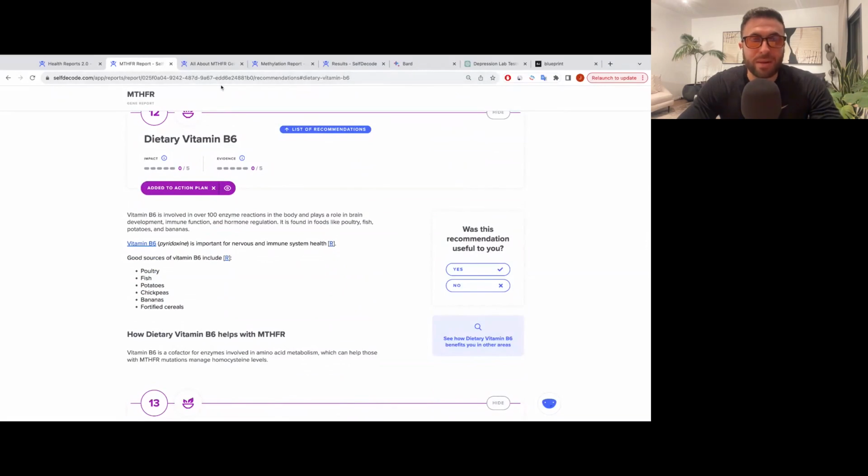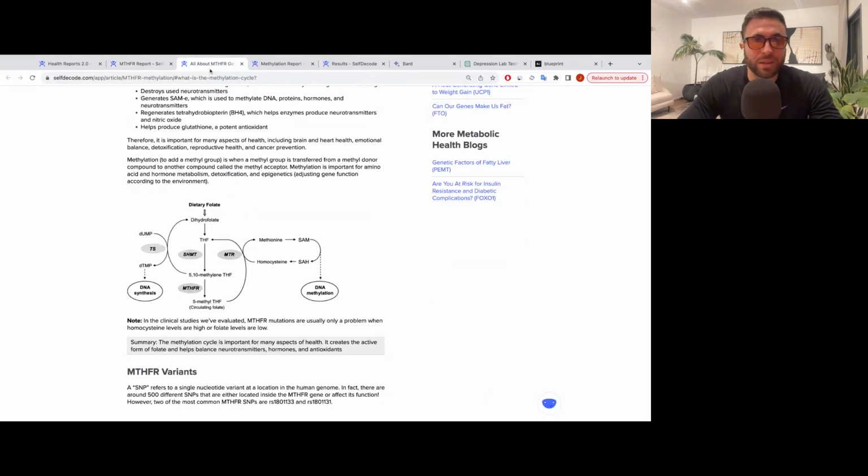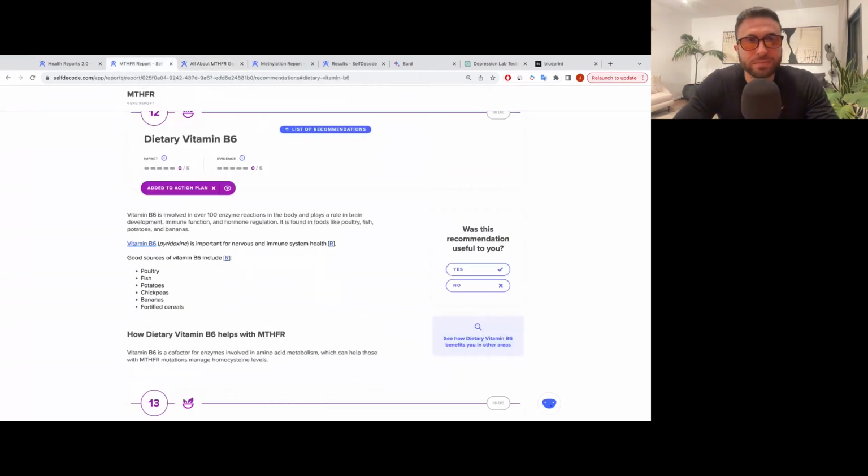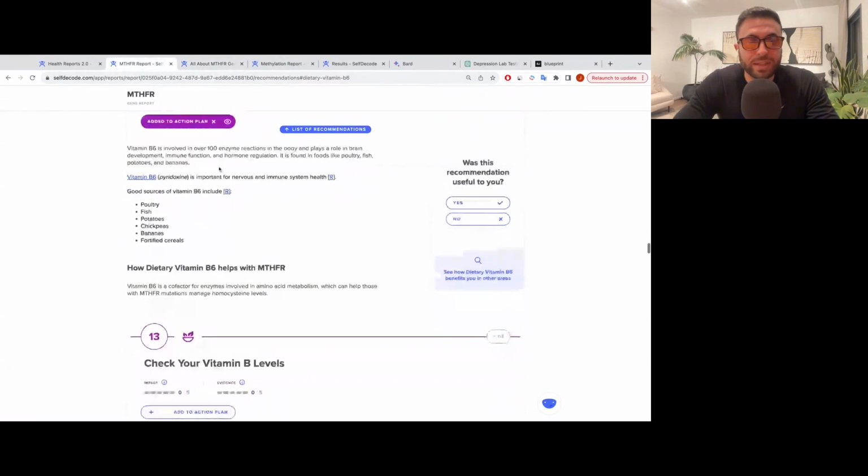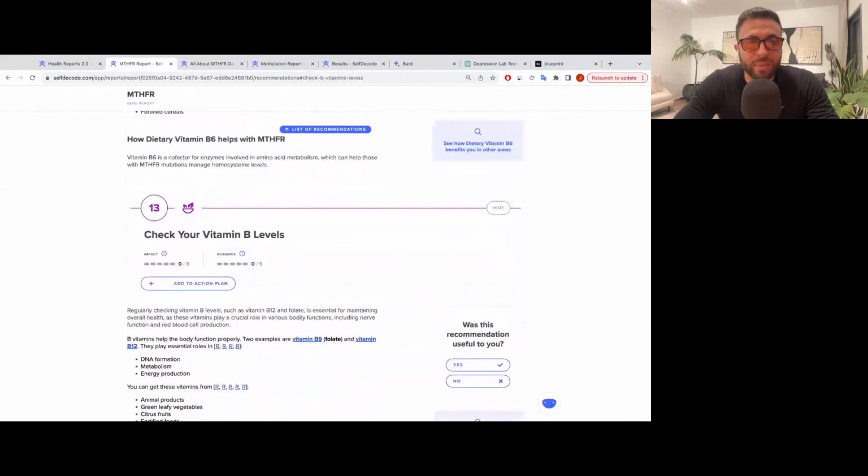Now, vitamin B6 is kind of an indirect recommendation because vitamin B6 basically reduces homocysteine itself. A lot of the negatives from having MTHFR have to do with homocysteine. So having a negative variant of MTHFR, the variant that makes it not work as well, has to do with homocysteine. So B6 can indirectly help with that.